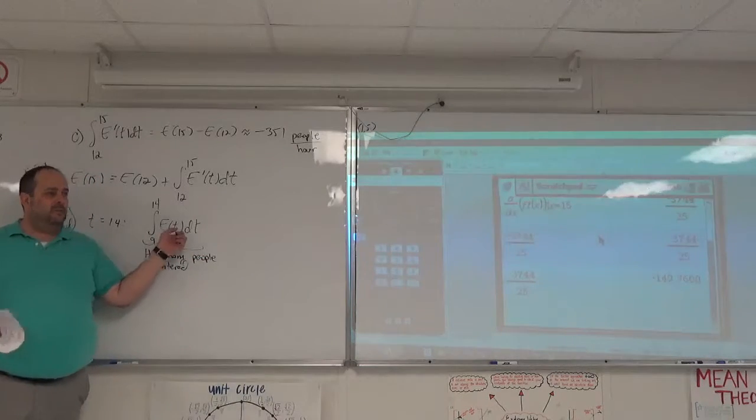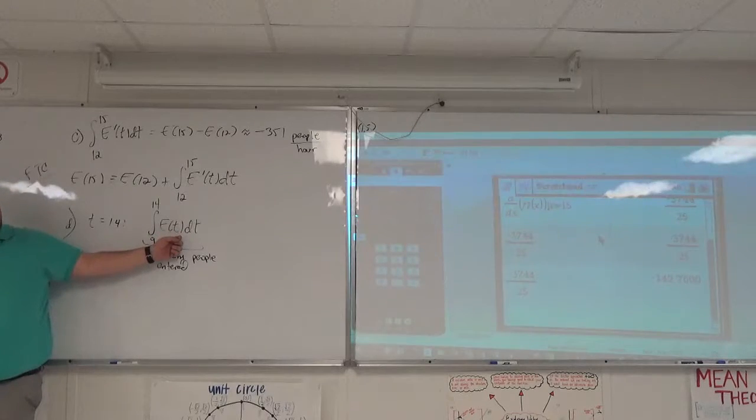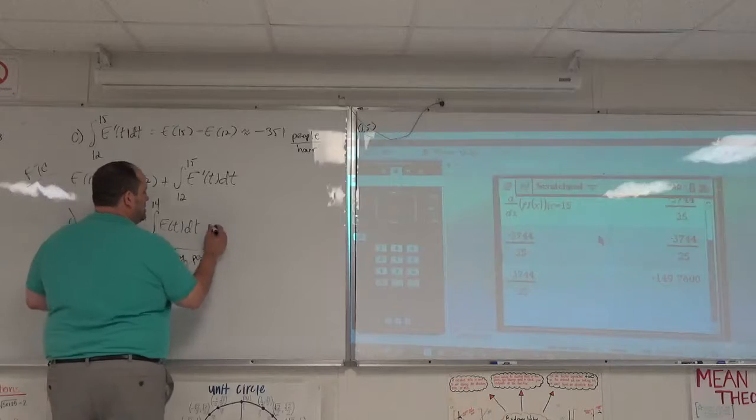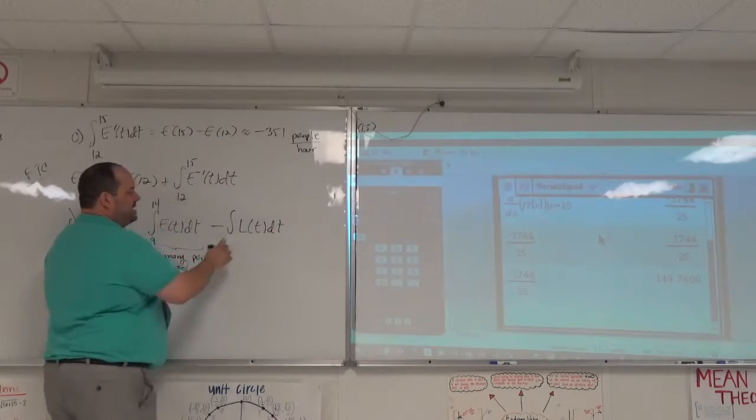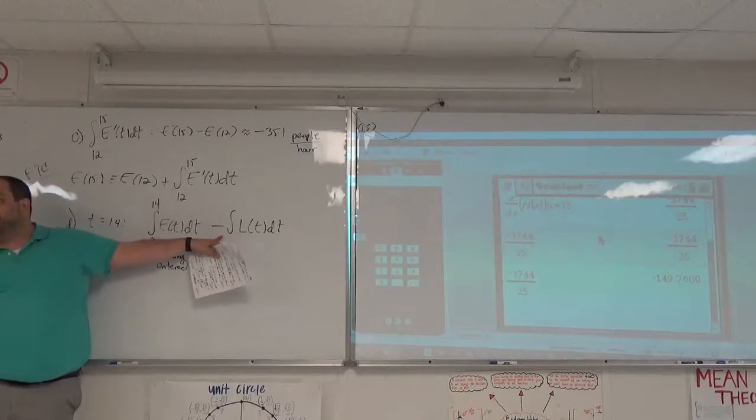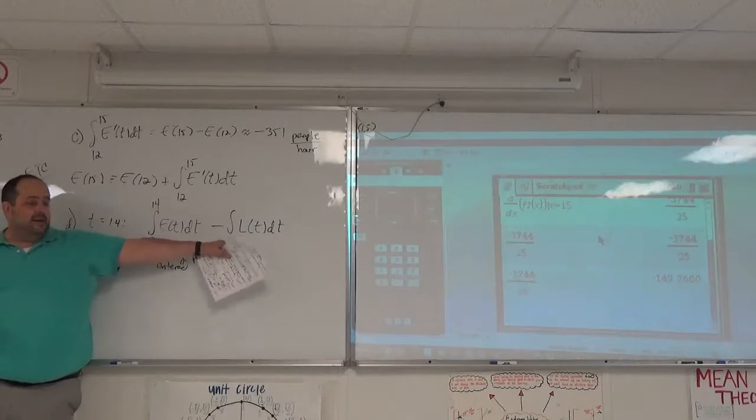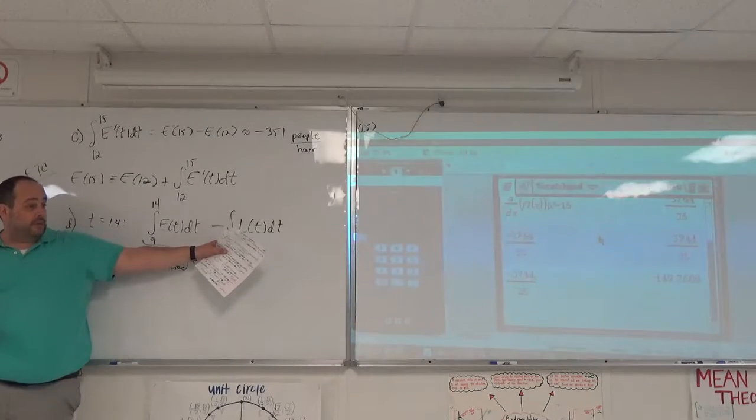That's not going to tell me how many people are in the park, though, because I also have to consider the fact that some people left. Okay, so I'm going to subtract off the integral of L of t dt, and a lot of mistakes were happening over here. One of the biggest mistakes was not paying attention to when people start leaving.